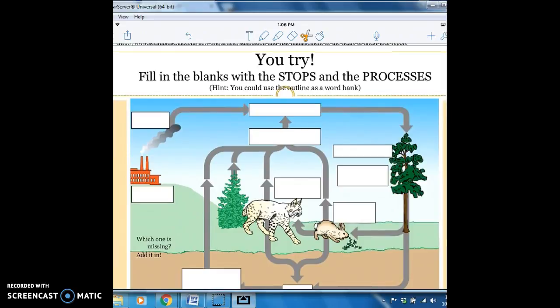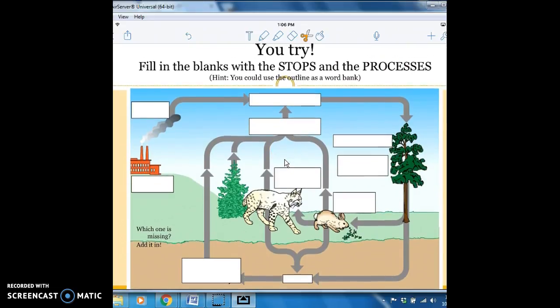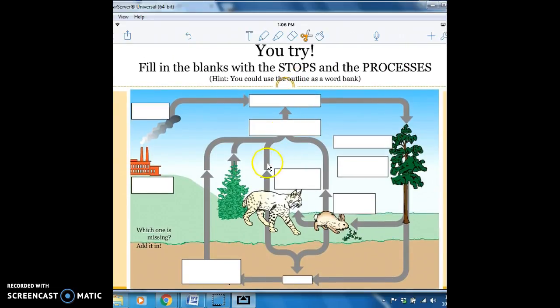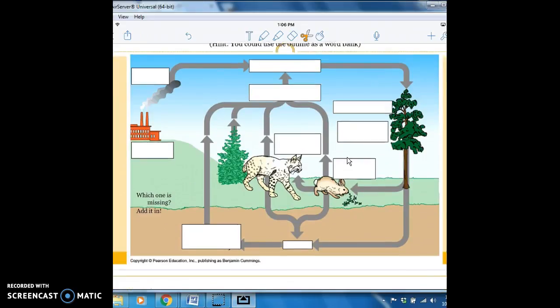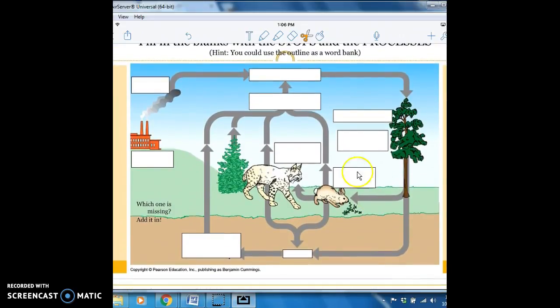Alright, you try, fill in the blanks with stops and processes. Hint, you can use the word bank from the outline at the very top. It's a little difficult, a little bit different than we've been talking about, but see if you can fill in what all is going on here. There's one missing, and you try and add that one in.